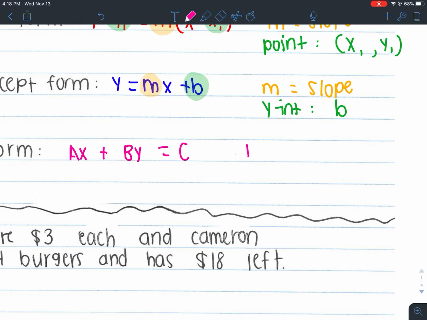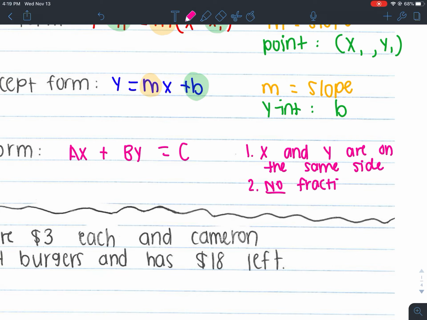But there are 3 requirements for standard form, right? The first requirement is that x and y are on the same side, preferably the left side. The second requirement is that we can have no fractions or decimals. The last requirement is that we want a, your a term, which is in front of your x, you want a to be positive.